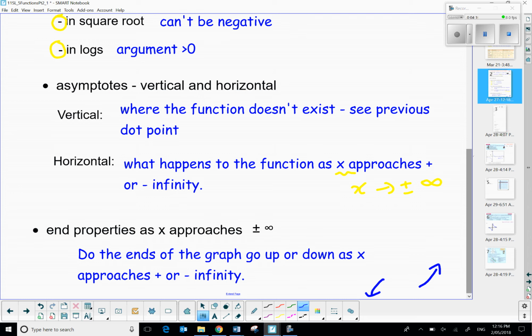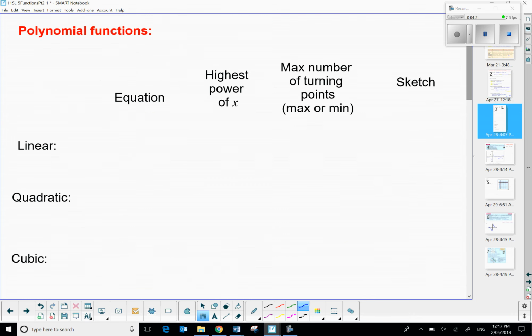During this topic, we're going to be looking at a couple of investigations. So the next lesson we'll look at an investigation that goes through a whole lot of different functions.